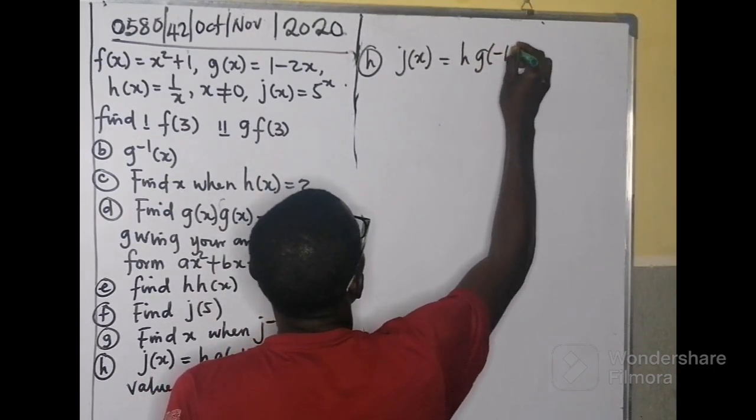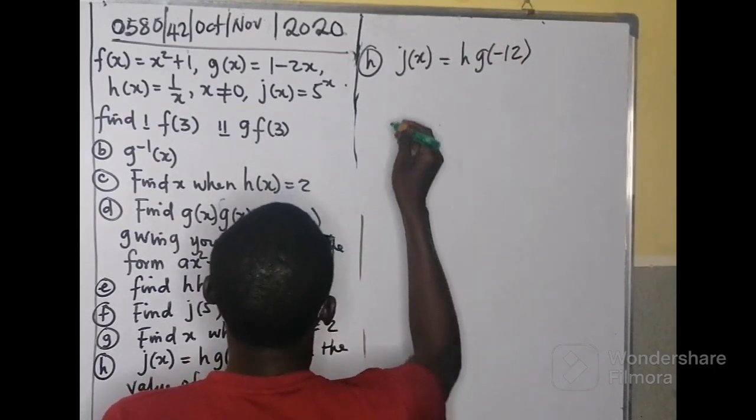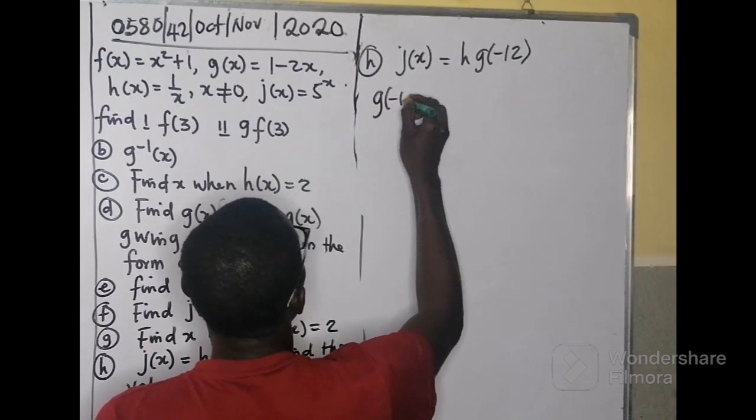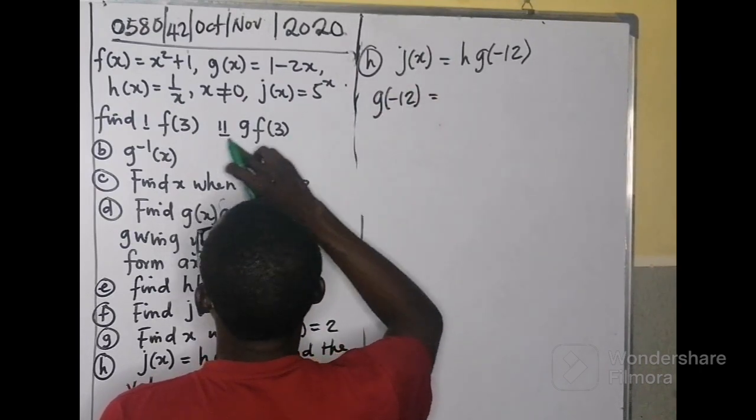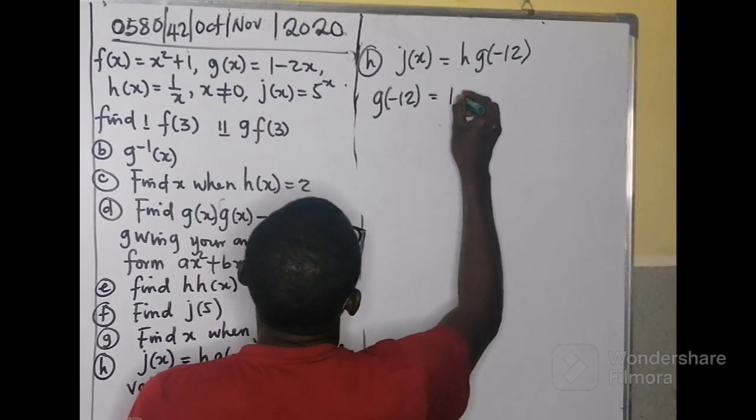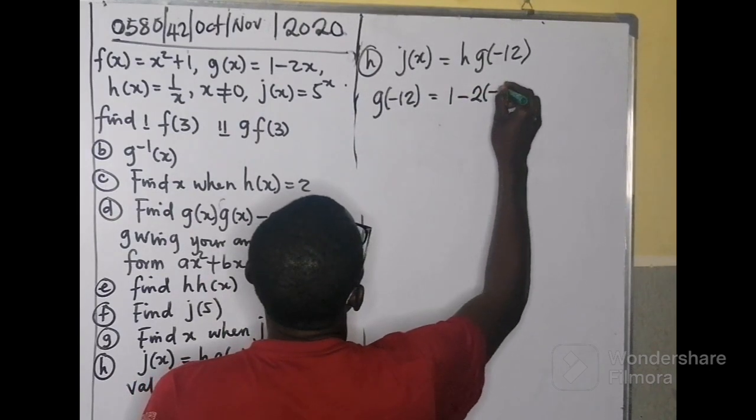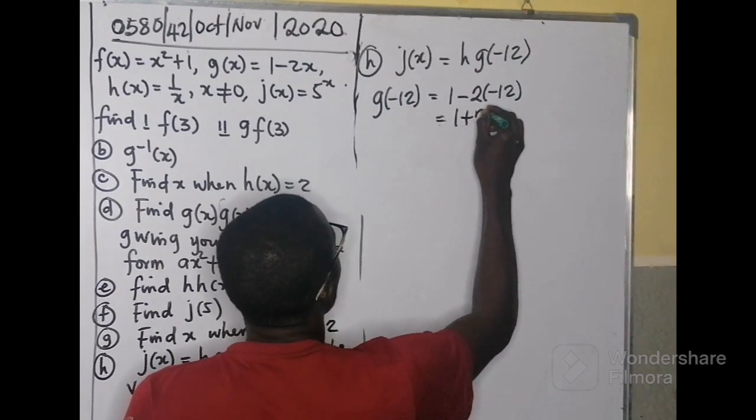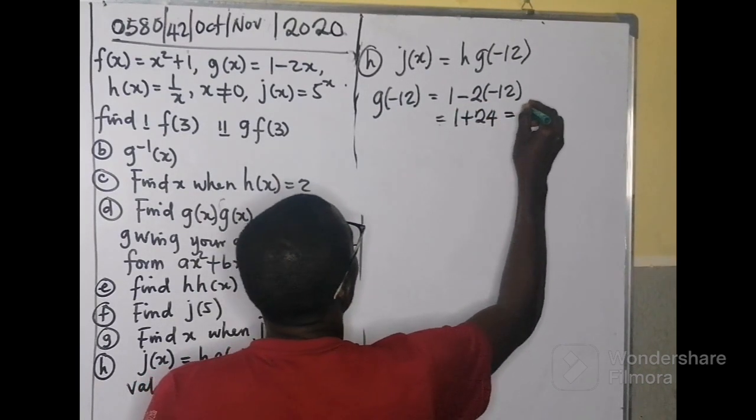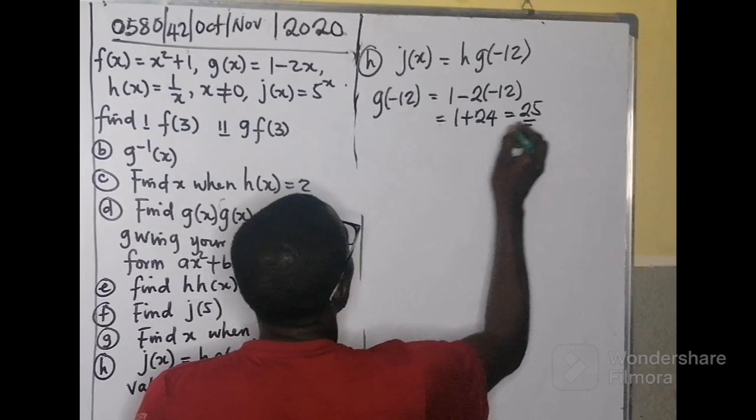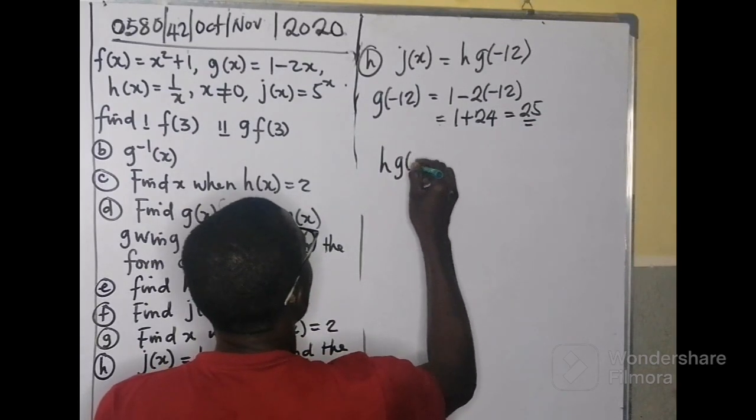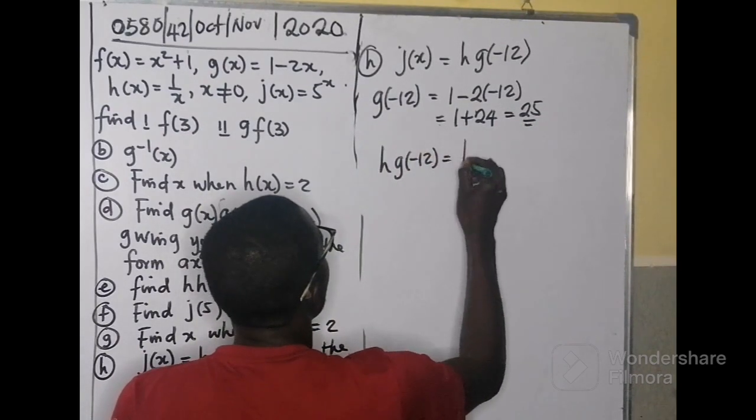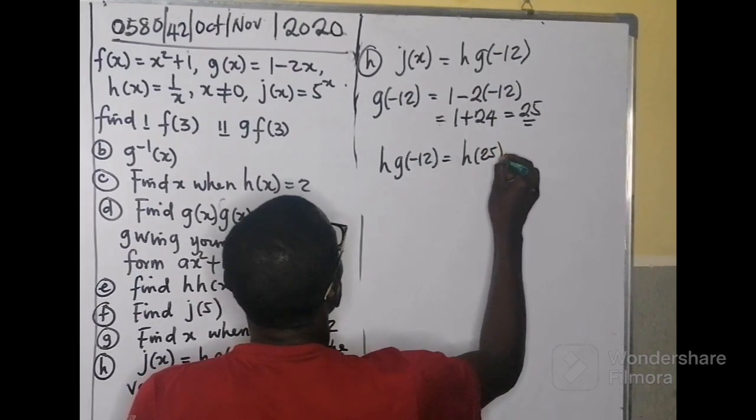Hg of minus 12. Now the first thing is, let's go to g of minus 12. That means in g of x, wherever you see x, you are going to substitute the value of minus 12. And that'll give you 1. Minus times minus is plus 24. So g of minus 12 is what? 25. So hg of minus 12 is still the same thing as h of 25.